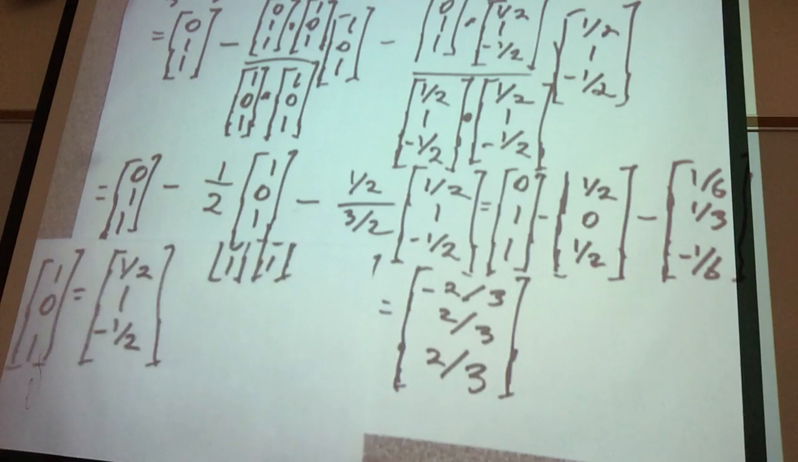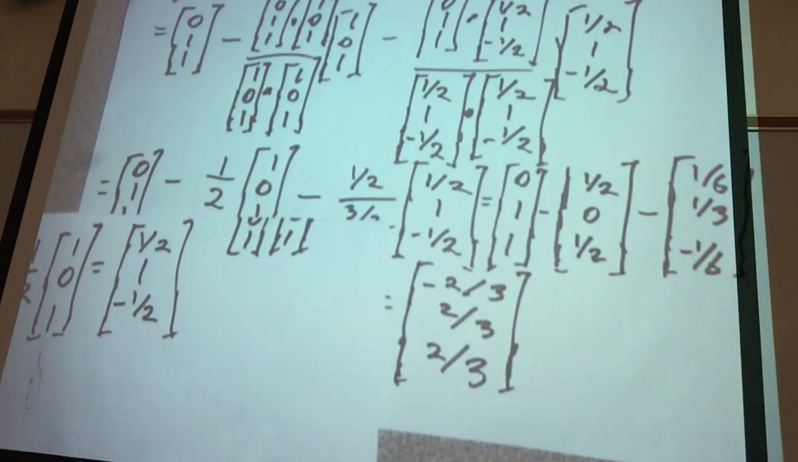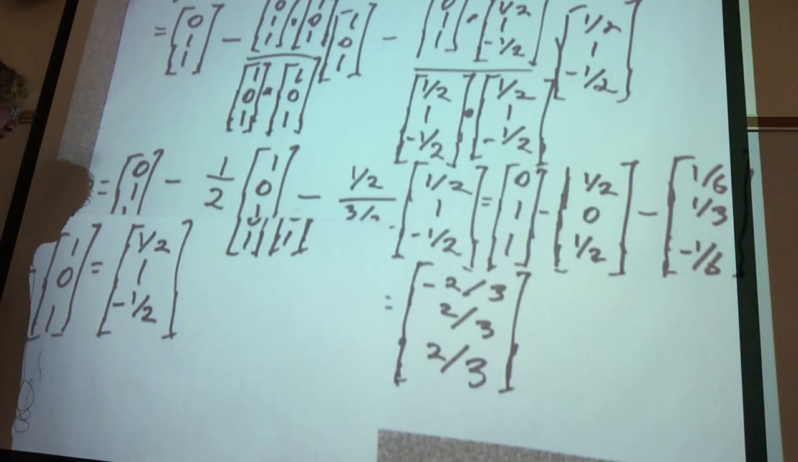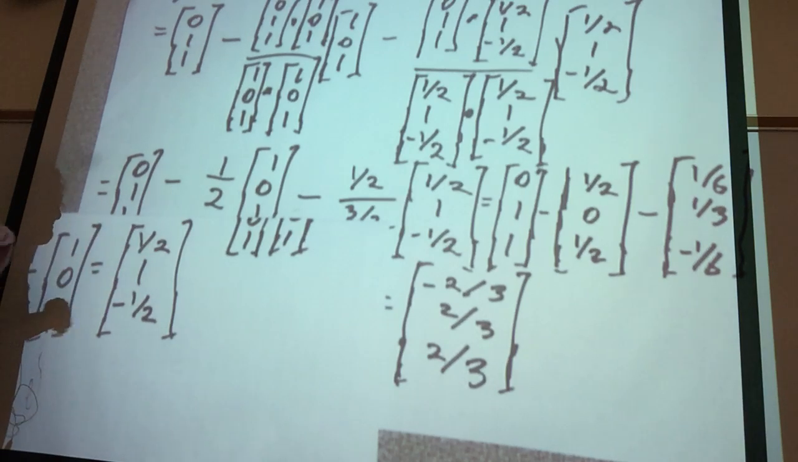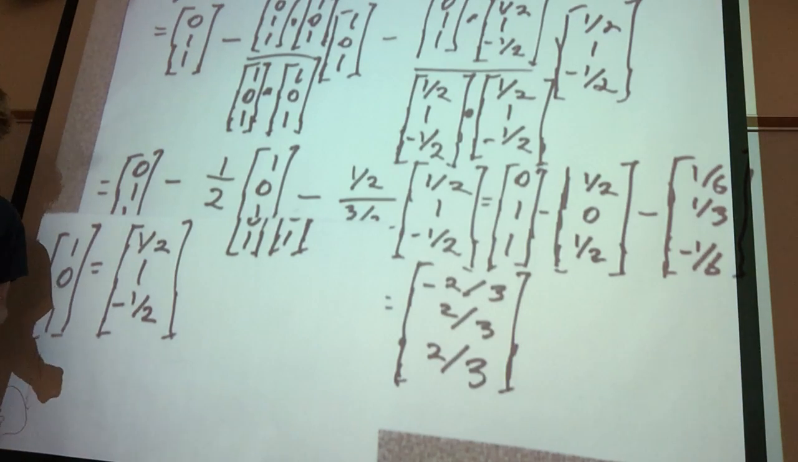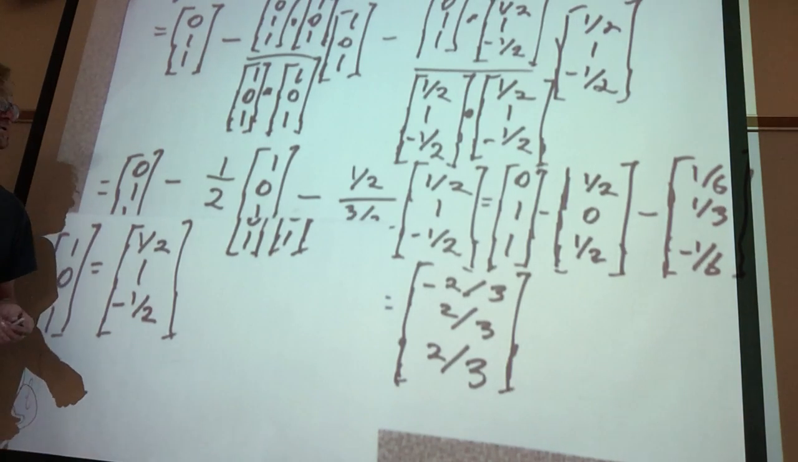And now if I look at V2, is V2 orthogonal to this vector right here? We're just checking for being orthogonal at this point. And so 1/2 times negative 2/3 would be a negative 1/3. Negative 1/2 times 2/3 would be a negative 1/3, and then 1 times 2/3 is a positive 2/3. So yes, they do in fact end up canceling each other out, and we did end up with an orthogonal basis.